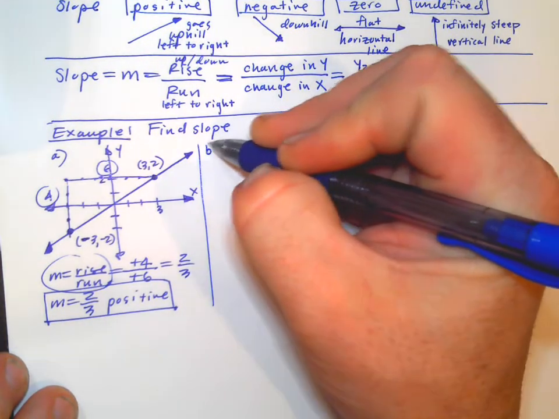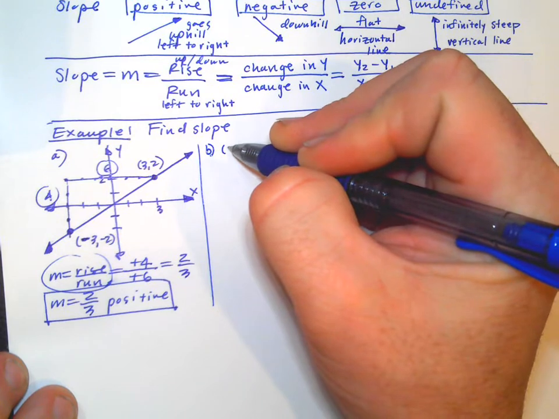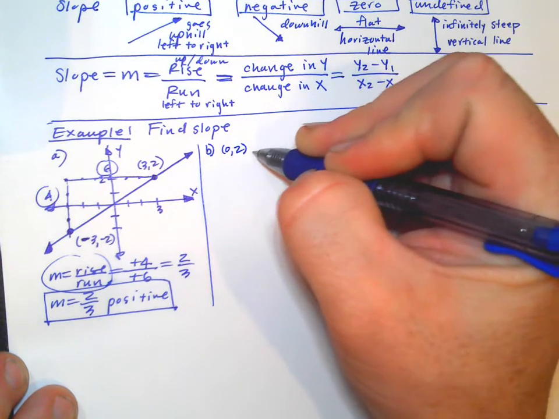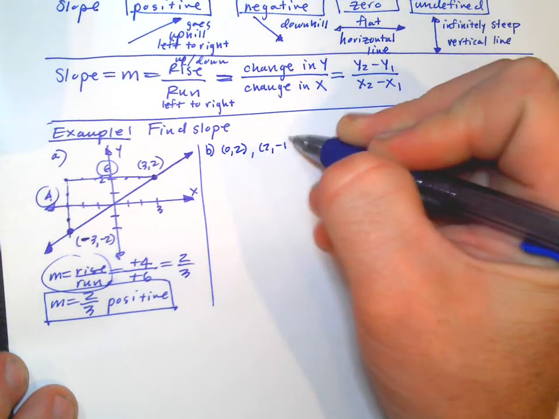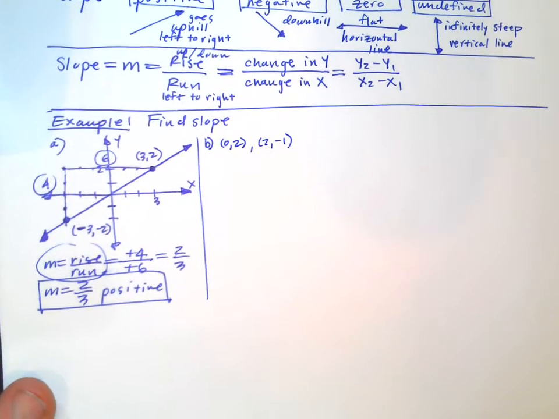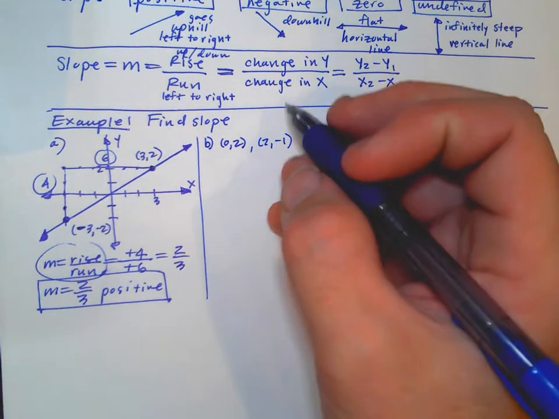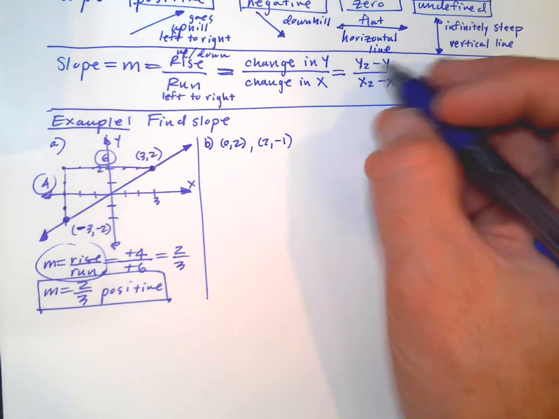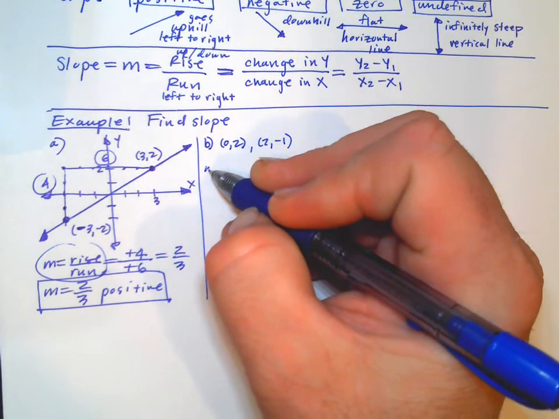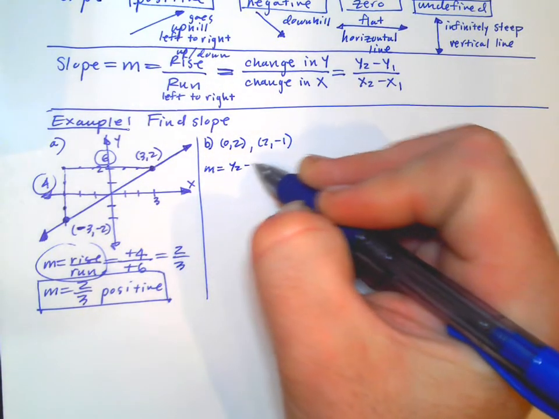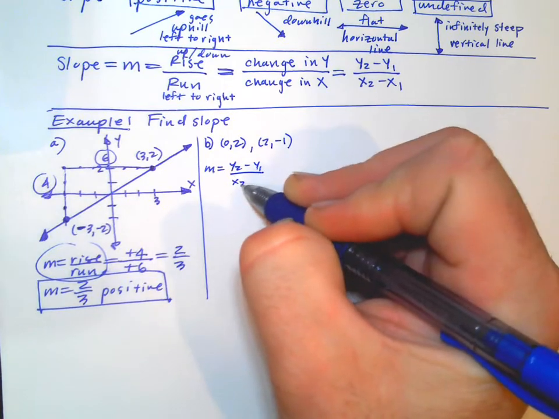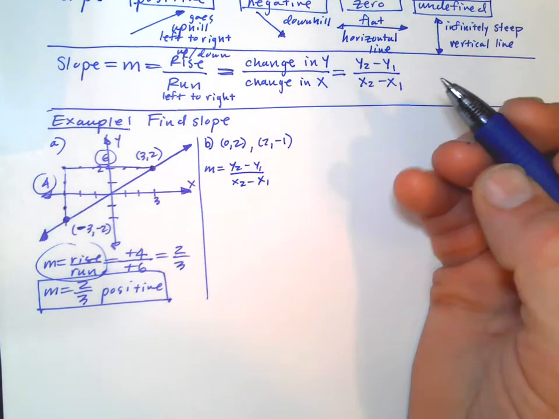You might be given a pair of points, (0, 2) and (2, -1), and you might need to find the slope between those points. So in this case, it might be good to use our formula right here because we have 2 points. We could say, well, we're going to do y2 minus y1 over x2 minus x1.